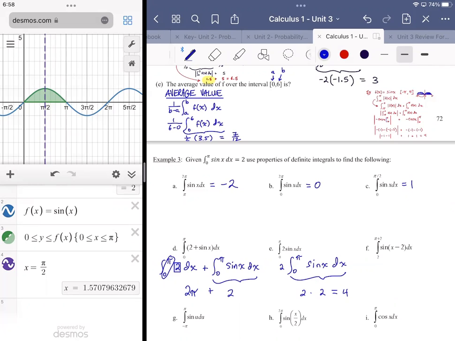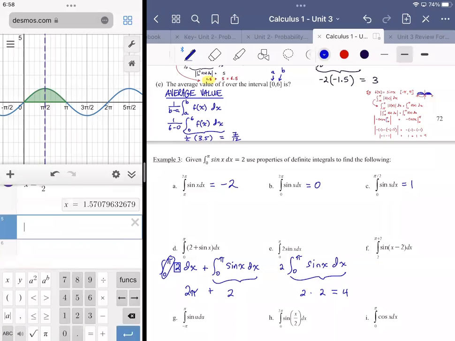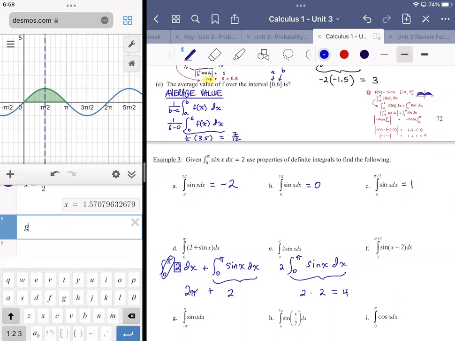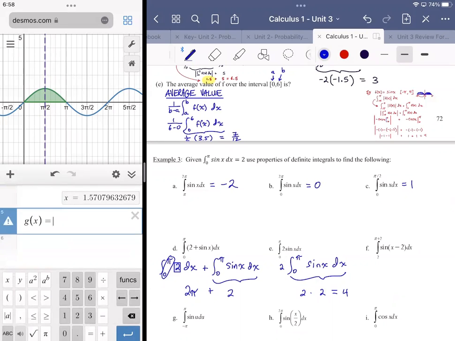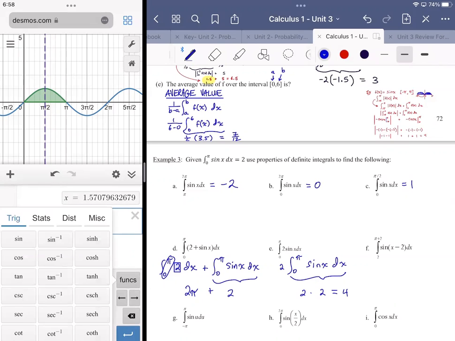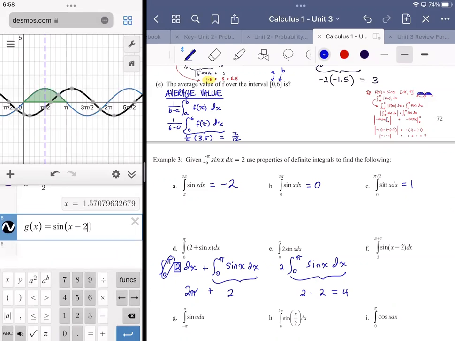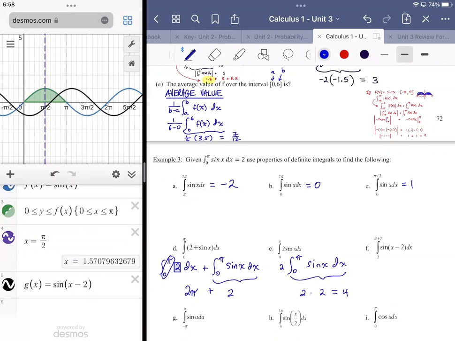The next one's kind of weird, but it's actually pretty easy. It just doesn't look like it would be. So if I plot, I'll call it g of x, sine x minus 2, you see that all it really is, is a shifted graph of the original function. And the bounds, you'll notice, are actually shifted also by 2. So let me plot those for you real quick.